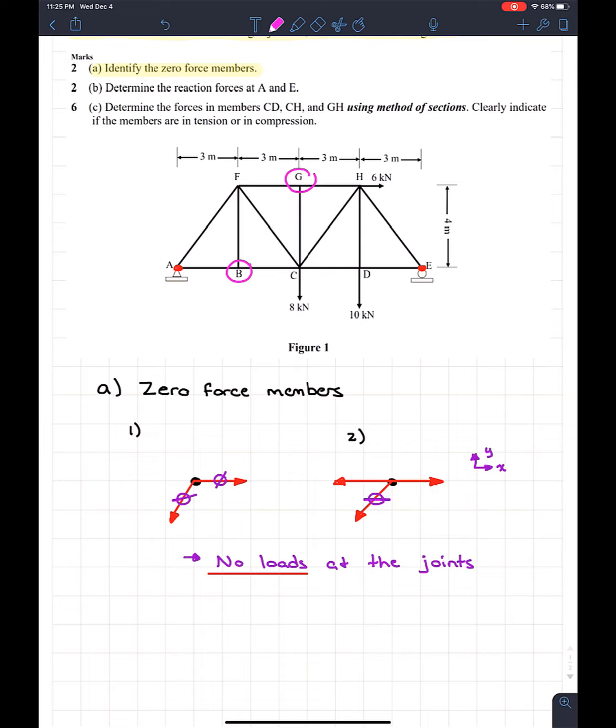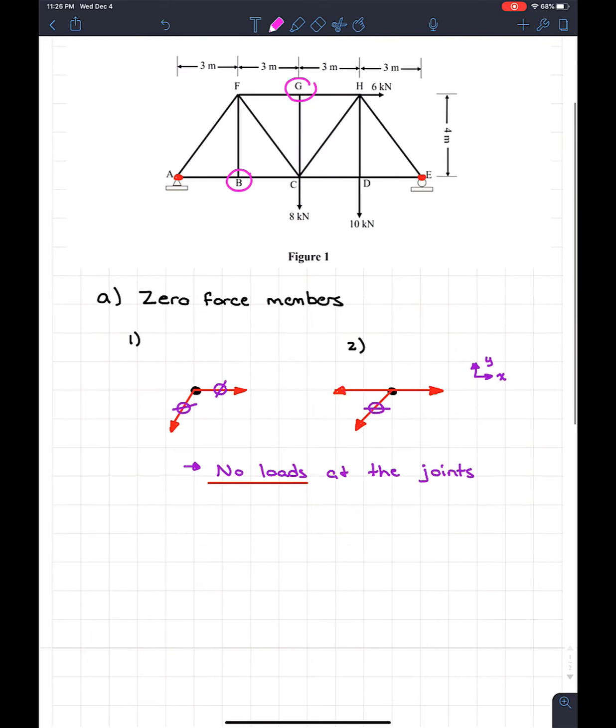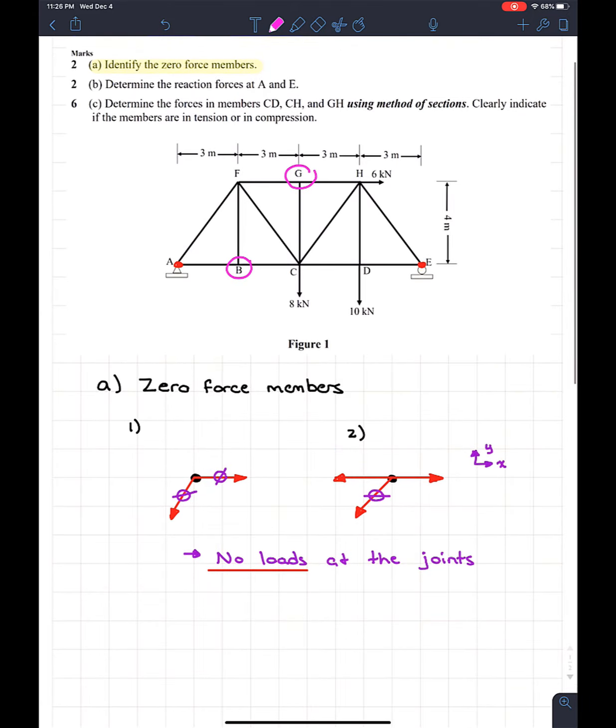Now, if we look at B, oh, 3 members, perfect. There's no load at the joint, also perfect. And now the next condition is, are 2 of the members collinear? And if we look at B, we see that yes, 2 of them are. We got AB and BC, and those members are collinear. So this actually fits into case 2, and since those 2 members are collinear, that third member must be a zero force member. So this member right here, this BF, we know that that one is a zero force member.